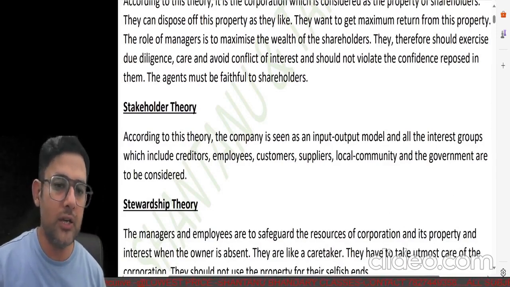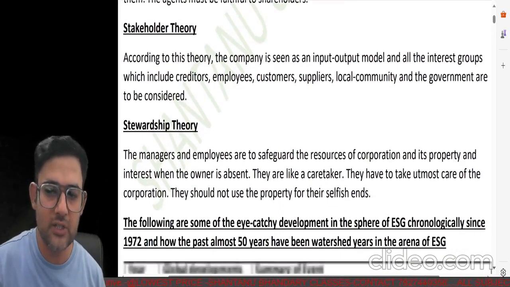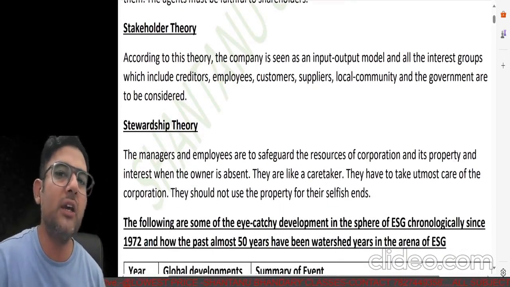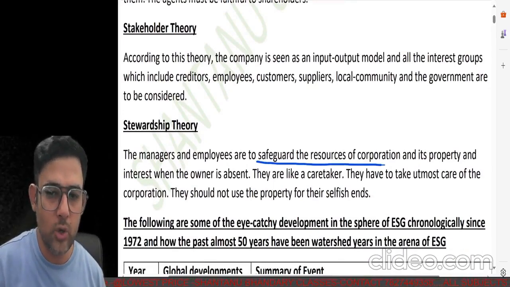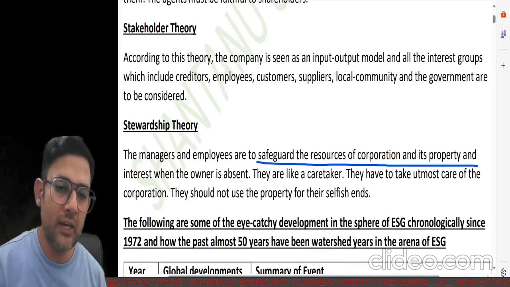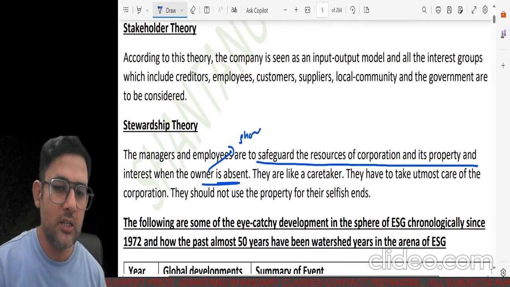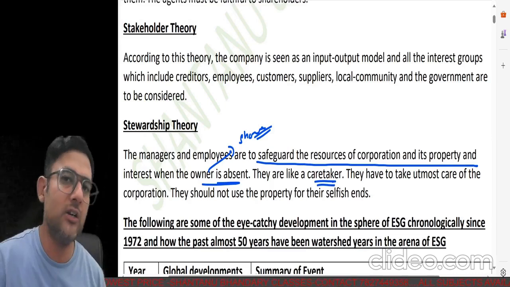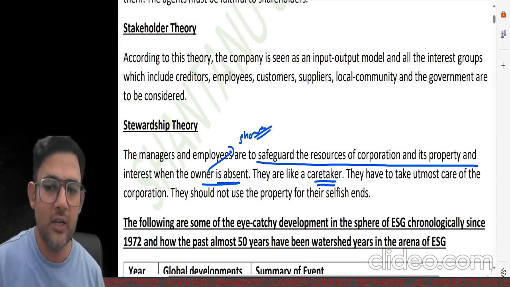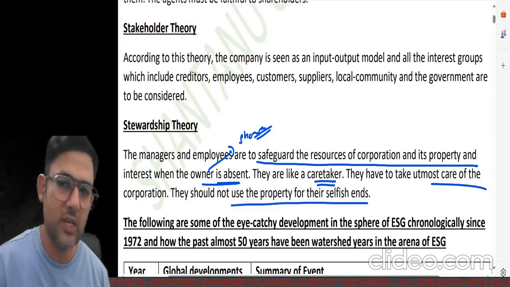The last one here is called the stewardship theory. Steward, as the word itself suggests, is more of a caretaking role. So it says the managers and the employees are to safeguard the resources of the corporation, its property and interest when the owner is absent. Here, owner means obviously the shareholders. They are like caretakers. Who are like caretakers? The managers, meaning the directors or the employees, are caretakers. They have to take utmost care of the corporation. They should not use the property for their own or selfish ends.